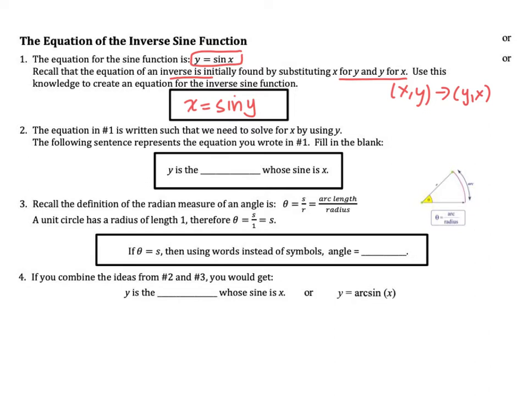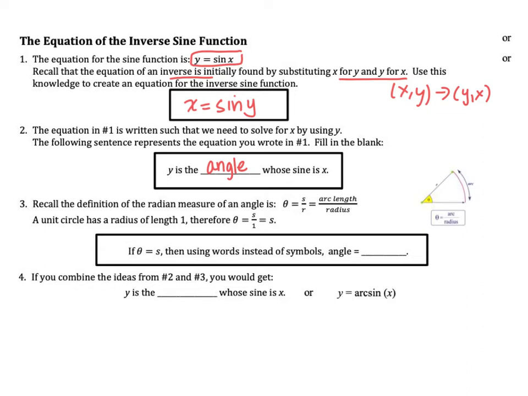So it says the equation in number 1 is written such that we need to solve for x by using y. The following sentence represents the equation you wrote in number 1. Well, it's y. What is y representing? This is representing now the angle. Y is now the angle instead of x being the angle. So y is the angle whose sine is x. So x is your trig ratio, and y is the angle measure now because we've switched our x and our y.